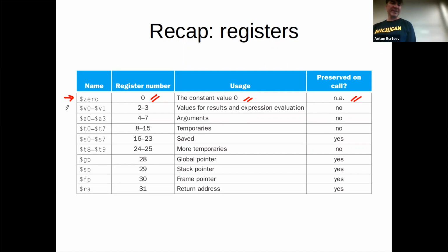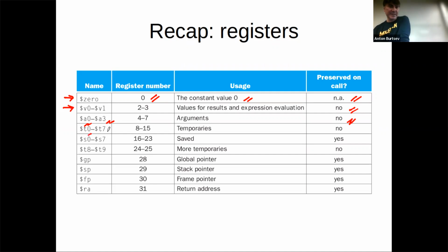So registers V0 through V1, what are those used for? It says here, values essentially. So essentially, this is how you return results from a function, right? In these 2 registers, numbers 2 and 3. Preserved in a call? No. Argument registers A0 through A3. Preserved in a call? No. So you can use them as temporary registers inside a function, right?